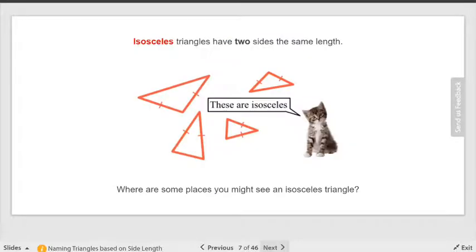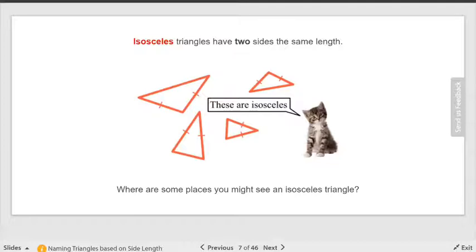Okay. Isosceles triangles have two sides that are the same length. Now notice this time they're giving you the dashes and they didn't on the others. If they don't give you the dashes or measurements, you can pretty much assume that it is a scalene triangle. It's the only one they don't have to tell you anything about, and you can assume that all the sides are different. So that's a scalene.